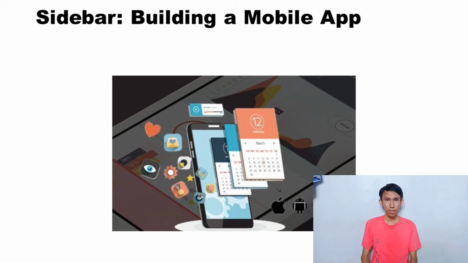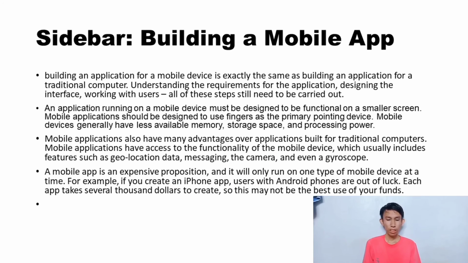Sidebar: building a mobile app. Building an application for a mobile device is exactly the same as building an application for a traditional computer. Understanding the requirements for the application, designing the interface, working with users, all of these steps still need to be carried out. An application running on the mobile device must be designed to be functional on a similar screen.